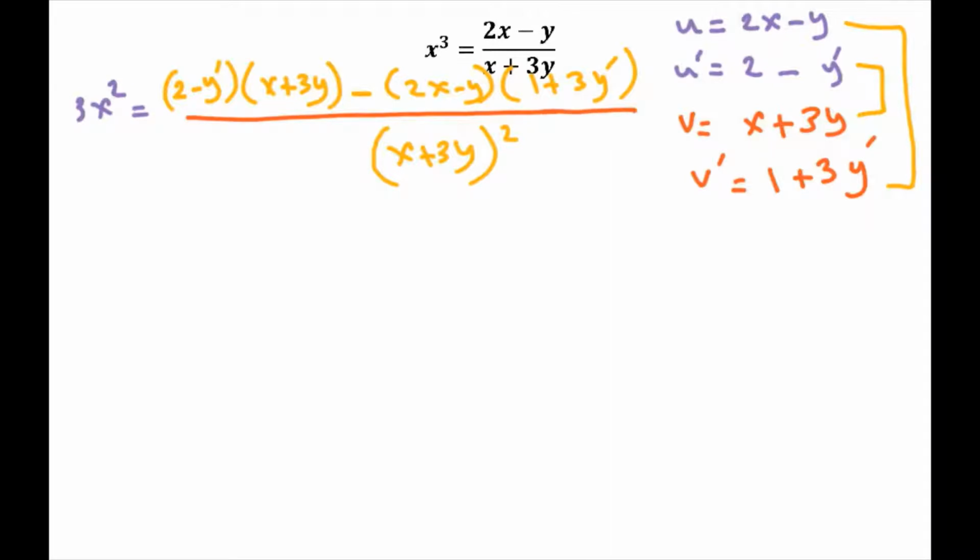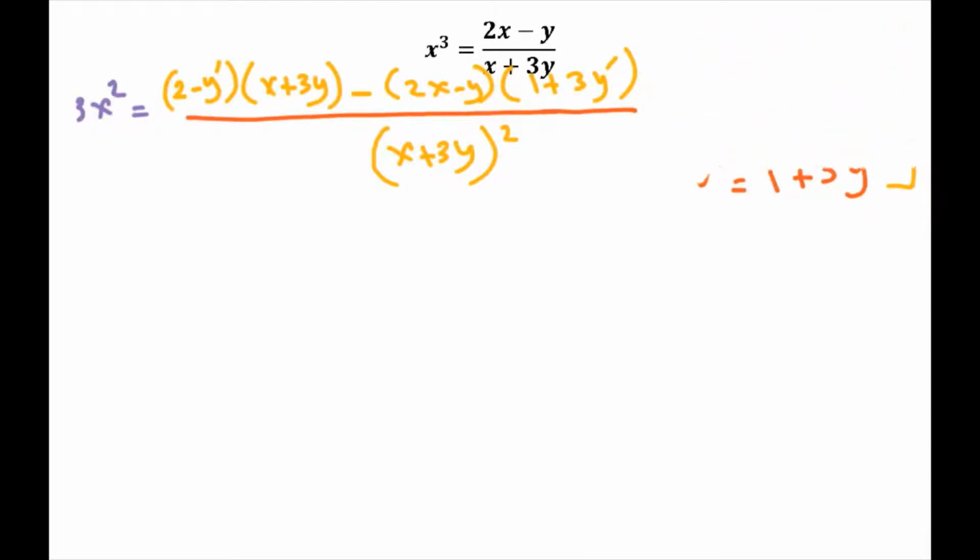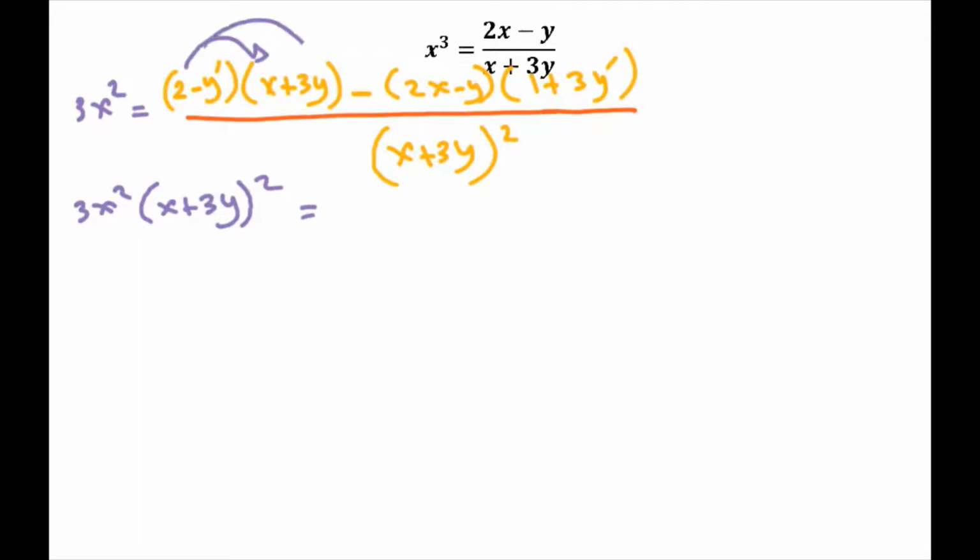Okay, and now we can simplify. I'm going to cross multiply first, so I can take this up. So it will be 3x squared times x plus 3y squared equals, and I'm going to expand the numerator. Okay, these two. So it's going to be 2x plus 6y minus x y prime minus 3y y prime.